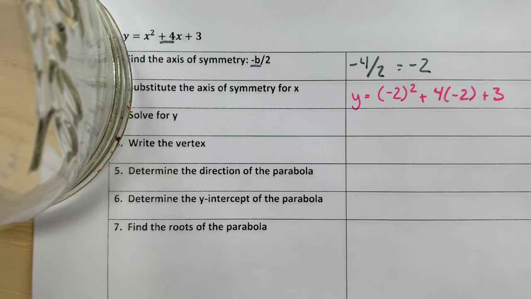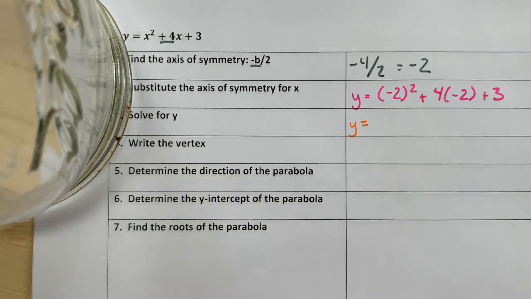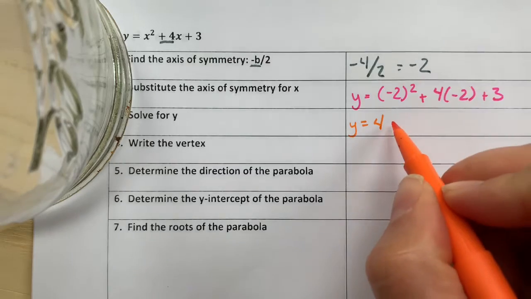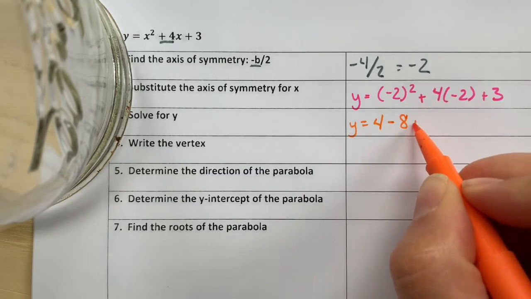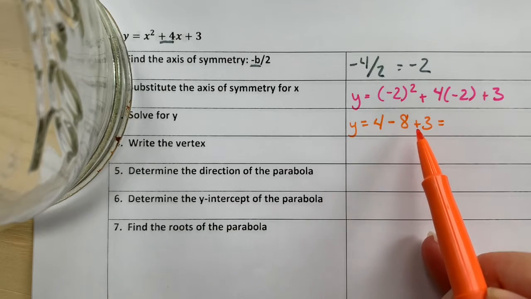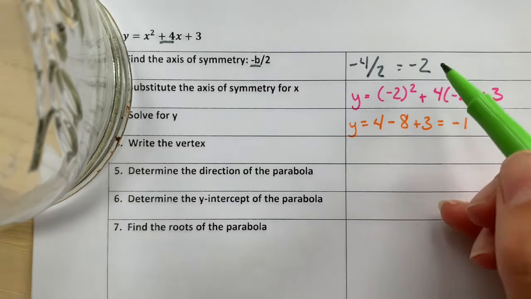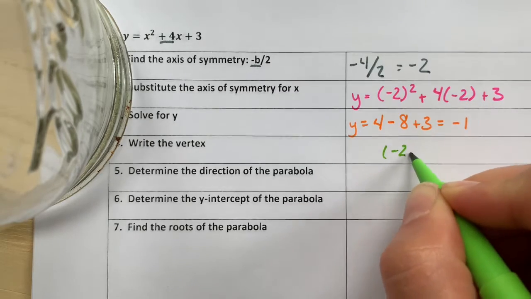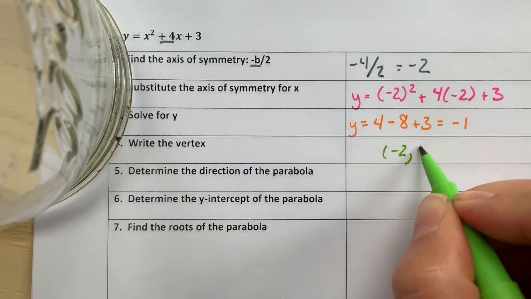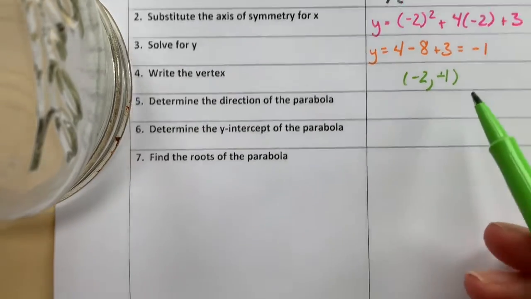So now I just need to solve for y. So negative 2 squared, negative 2 times a negative 2 is a positive 4. 4 times negative 2 is a negative 8 plus 3. 4 minus 8 is a negative 4 plus 3 is a negative 1. So I'm going to write my vertex, which is my negative 2 and my negative 1. And then I'm going to plot that at negative 2, negative 1.